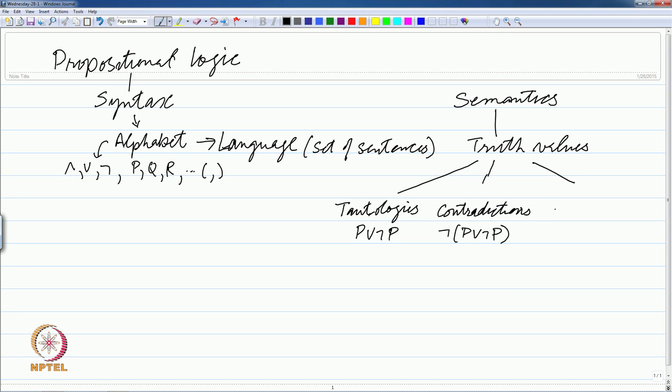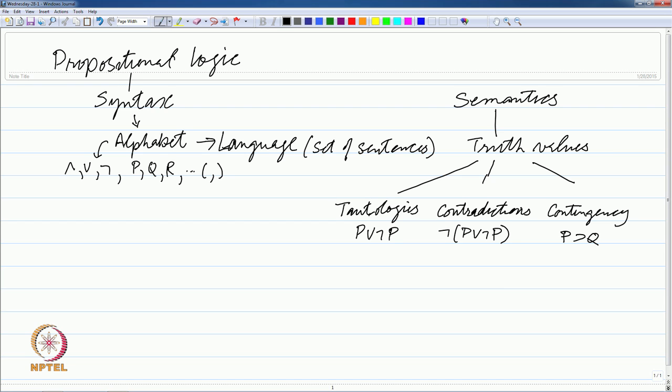And the third kind of sentences are contingencies, and by contingency we mean that the truth value of the sentence depends upon the valuation that you are choosing. So, a sentence like p implies q, for example, will be true if you choose p is equal to true and q is equal to true, but it would be false if you choose p is equal to true and q is equal to false. So, its truth value is not independent of the valuation, it depends upon the valuation.